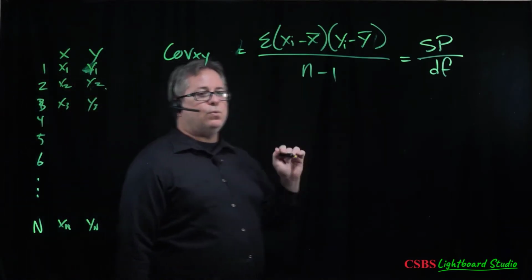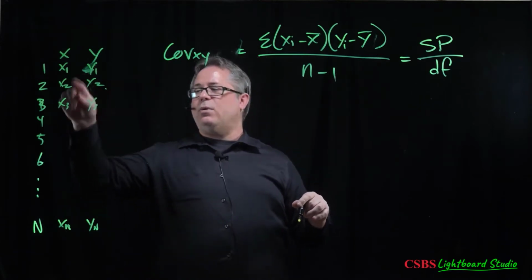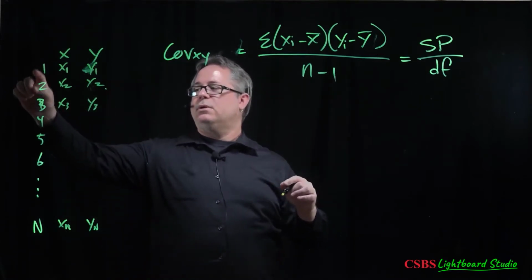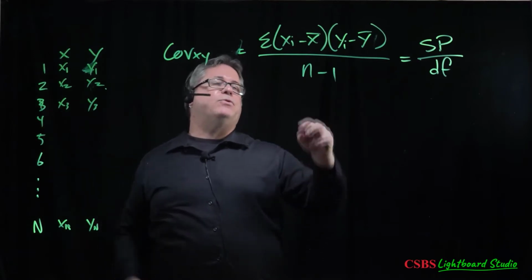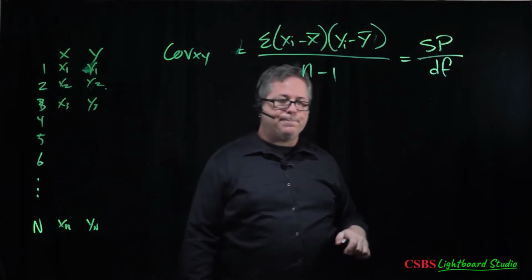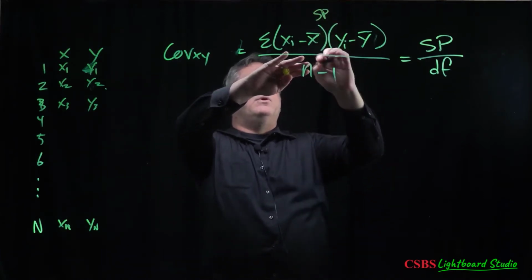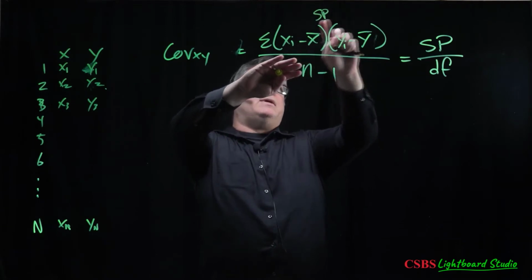So when looking at any one person in this list here, when would a person contribute a positive value to the covariance? Let's think about the top for a second, the sum of products up here. When would it contribute a positive value?